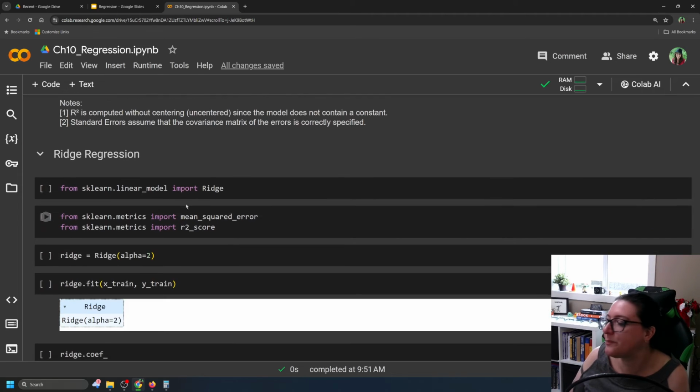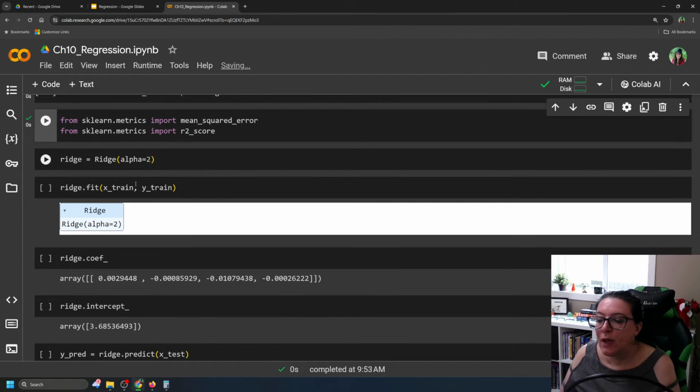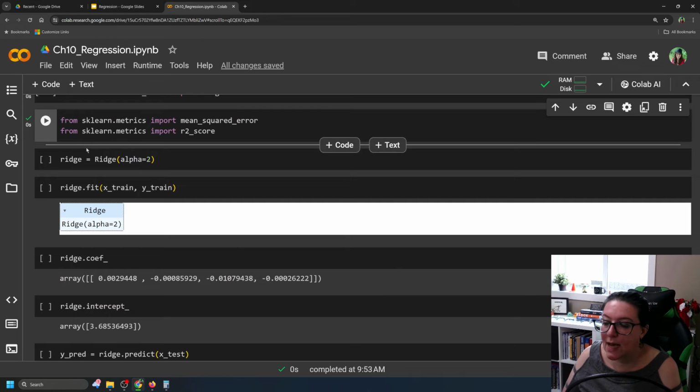All right, so we're going to import Ridge. We're going to import mean squared error and R squared. The way ridge regression works is that you are going to call the model. It has a hyperparameter that is alpha. And so you would specify that alpha.